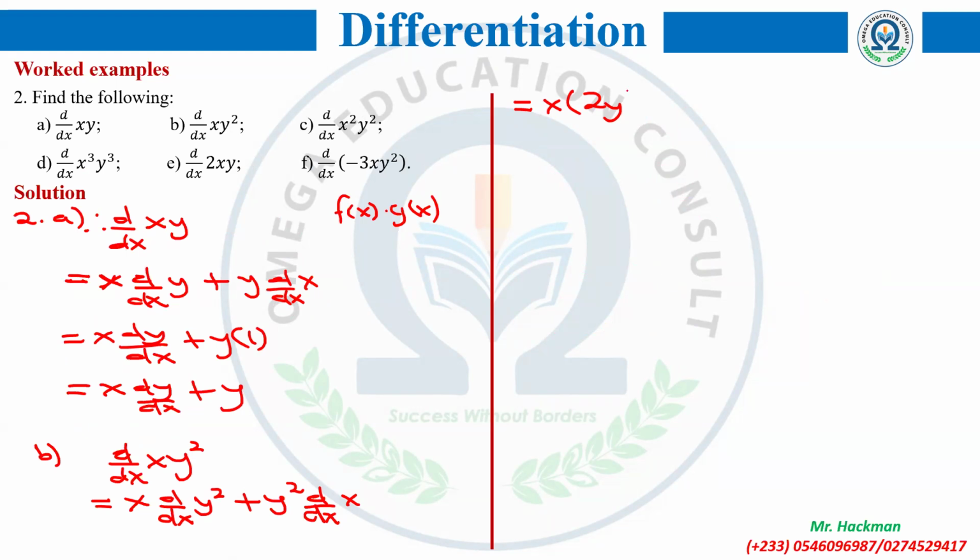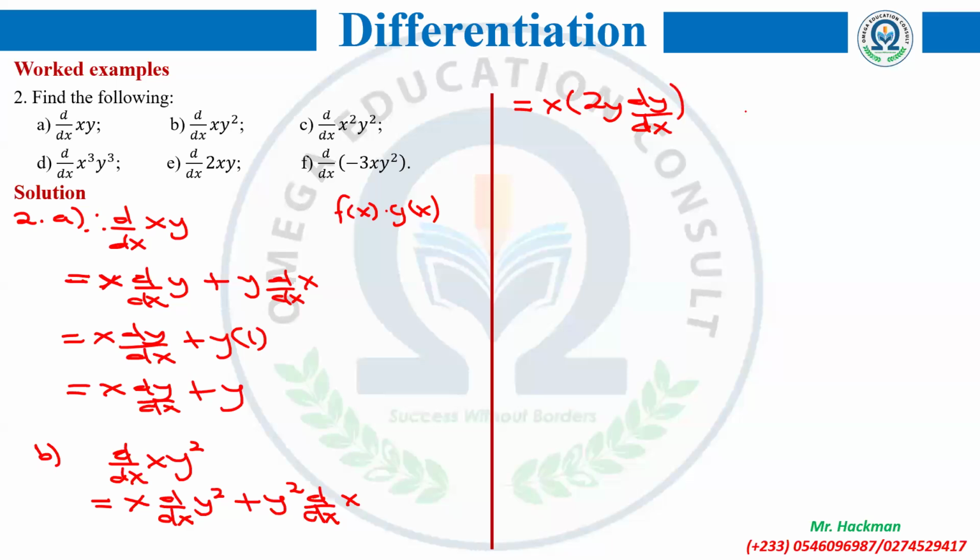So reduce the power by 1, so it will be 2 minus 1. I won't write it there, it is simply understood to be 1. Then times d dx of y, so that will give us dy dx. Is my point well made, my professors? Yes, please. But that is not all.